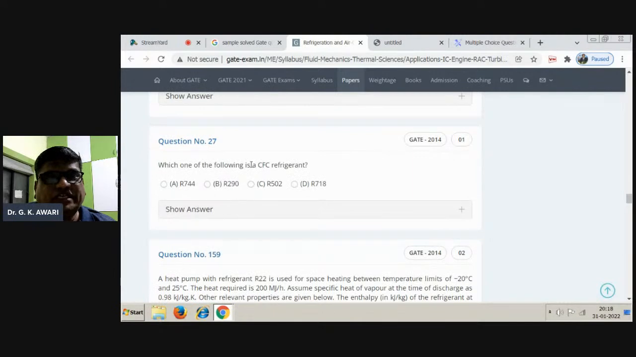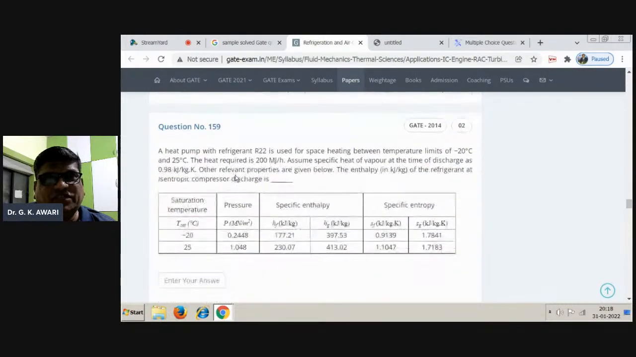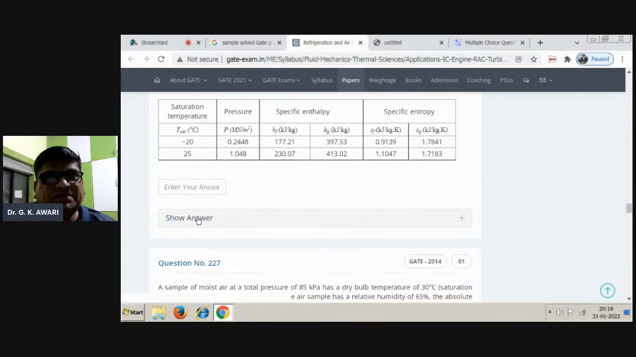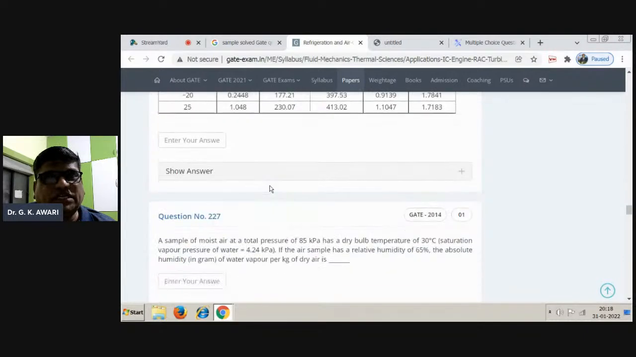Which one of the following is a CFC refrigerant? So you must know that R502 is the CFC refrigerant. Then again, this kind of table will be given to you with respect to saturation temperature, pressure, specific enthalpy, specific entropy, and you are expected to calculate the enthalpy of the refrigerant at isentropic compressor pressure.